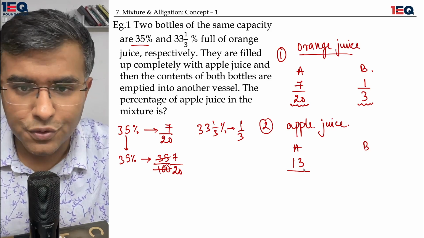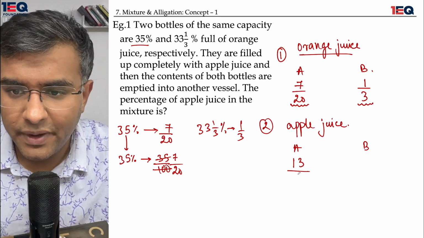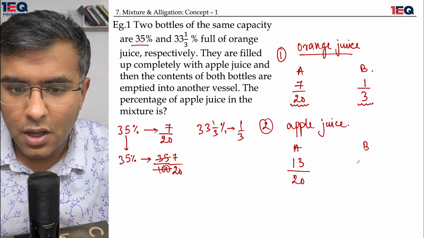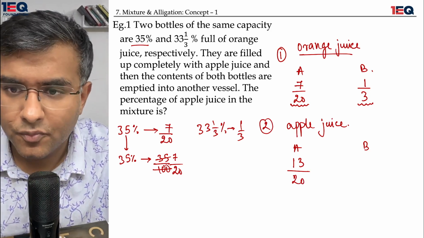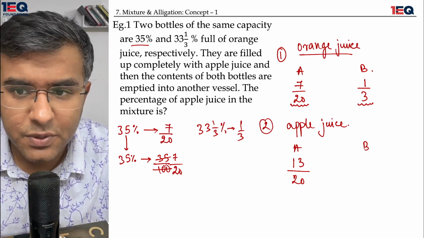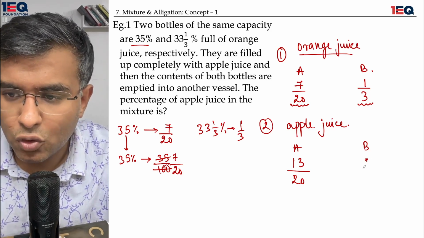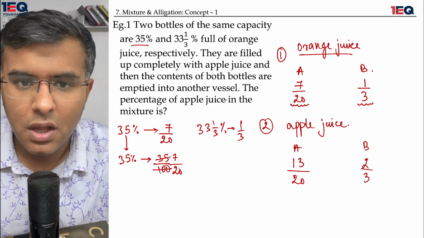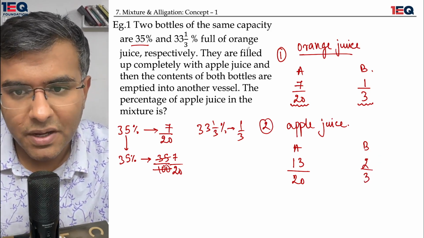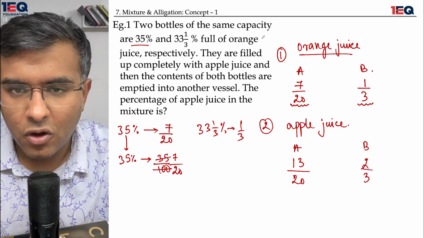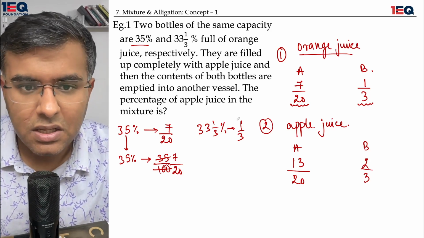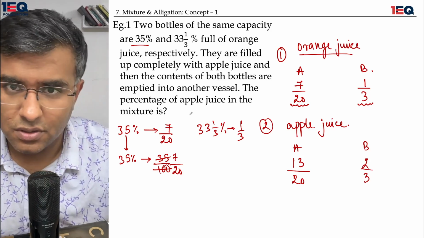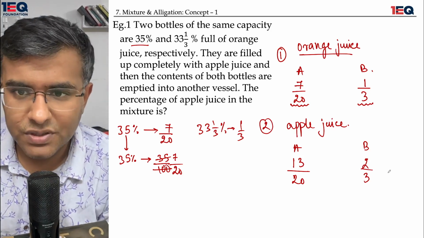So 13 portions out of 20 portions have been occupied by apple juice. Now, similarly, in the situation of B, we have 2 portions out of 3 portions which are filled by apple juice. After both of them are mixed, the question is: what is the percentage of apple juice in the mixture?